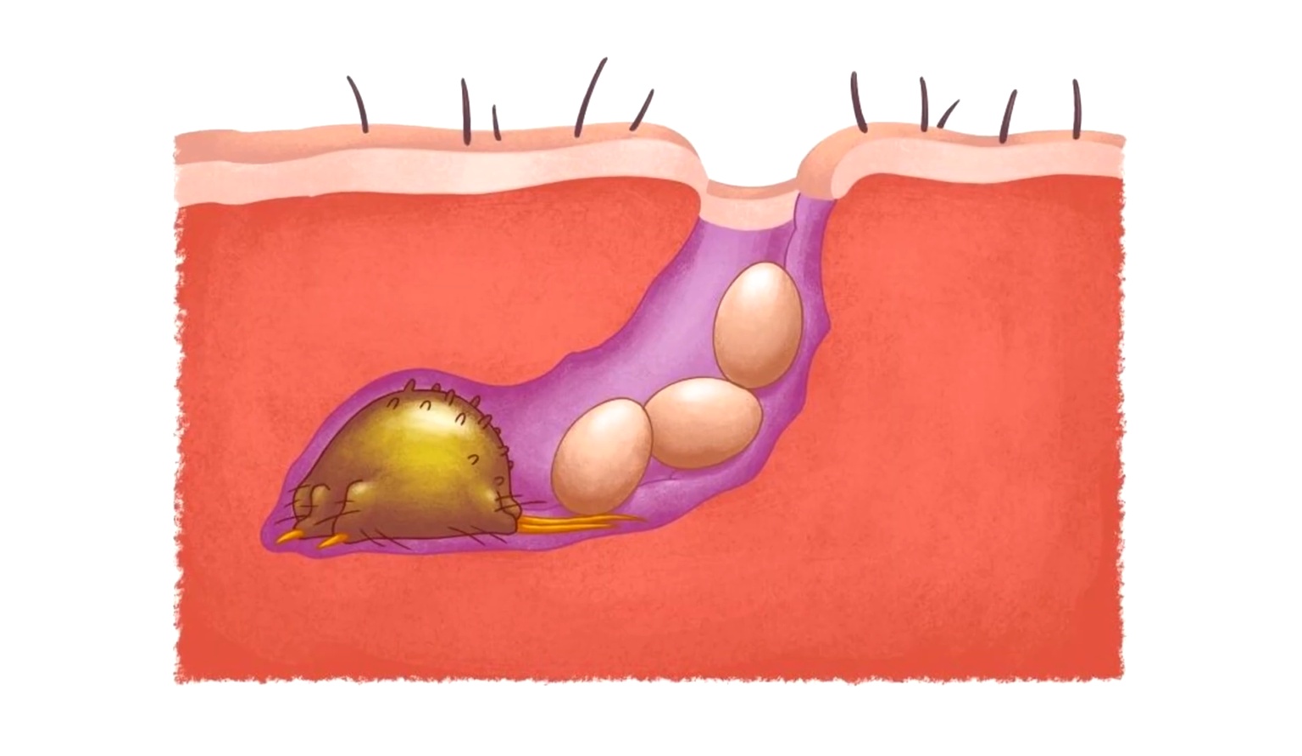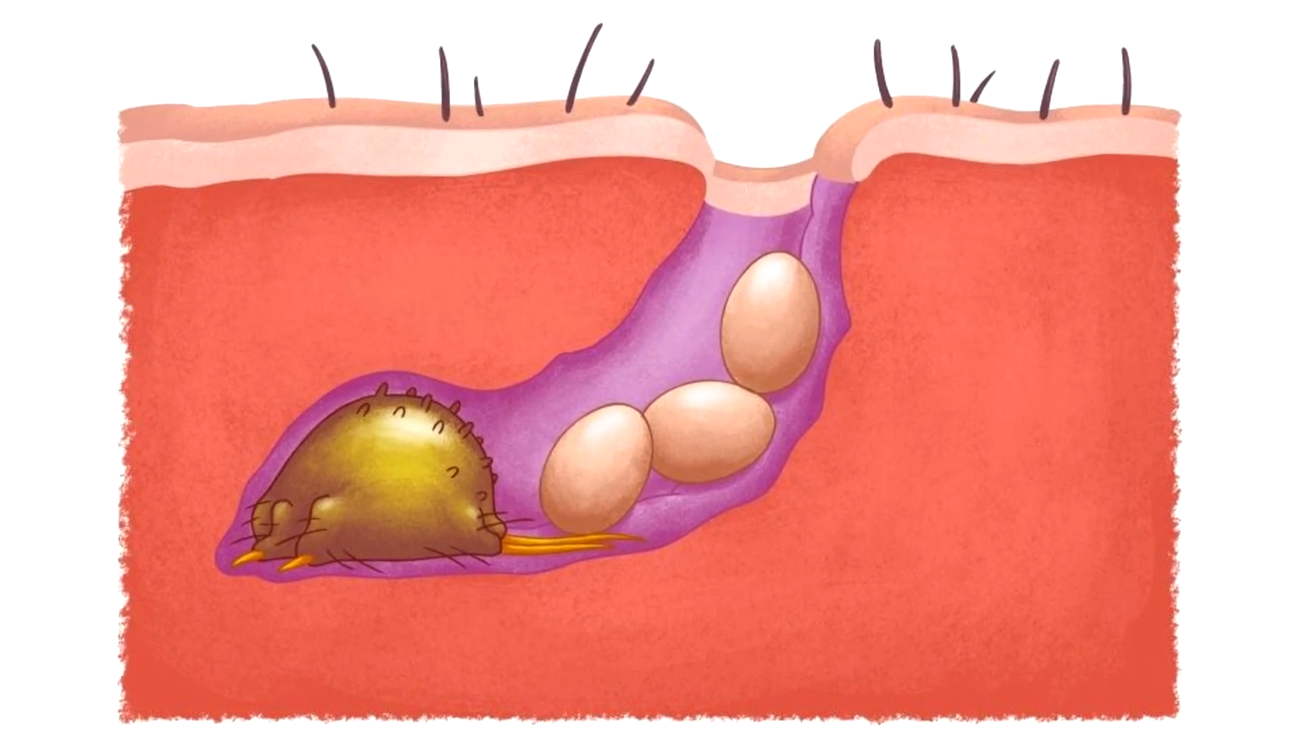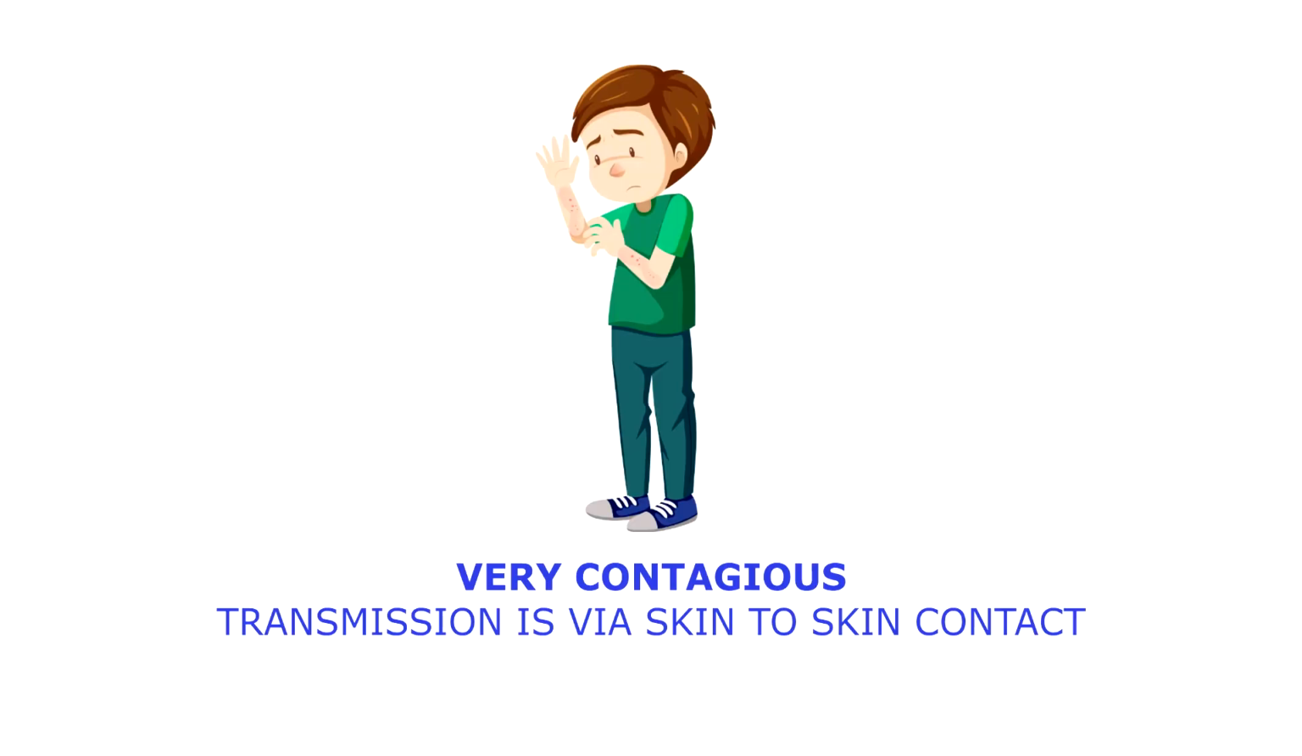The female scabies parasite burrows into the epidermis of the skin, and it lays eggs which hatch into larvae within a few days. Scabies is transmitted to other people by close personal contact, usually at least 15 minutes of skin-to-skin contact with someone who's infected.